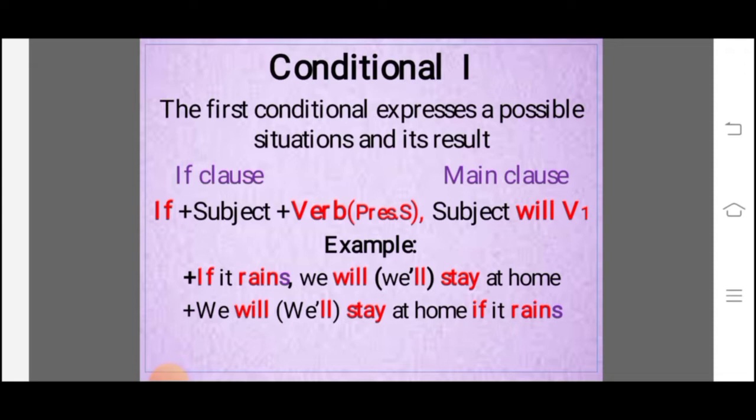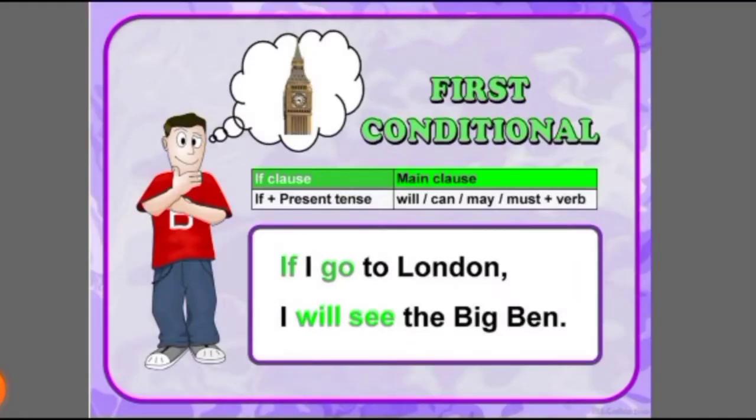Example, if it rains, we will stay at home. If it rains is if clause, we will stay at home is main clause. We may say, we will stay at home if it rains. In main clause, instead of auxiliary verb will, we can use modal verbs can, may, should, must.